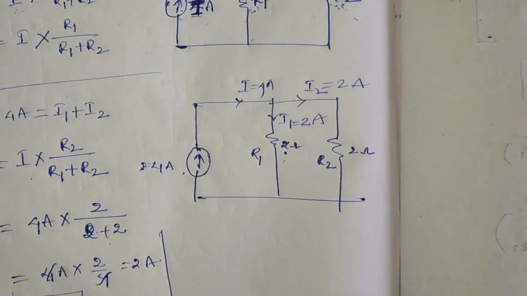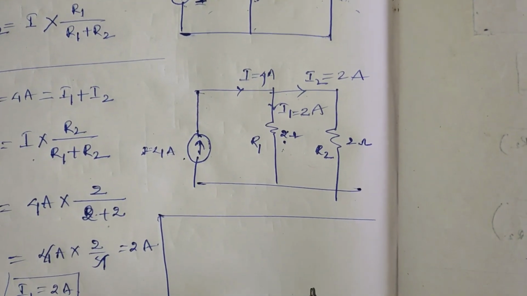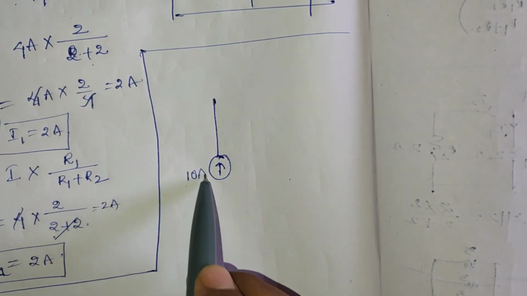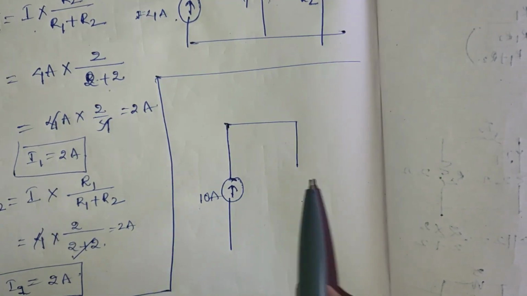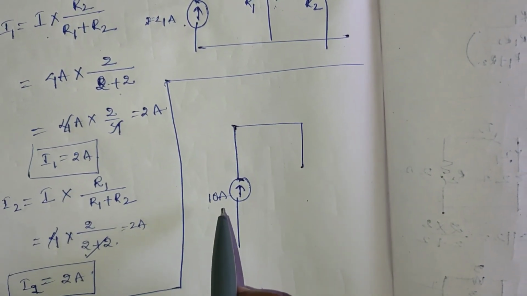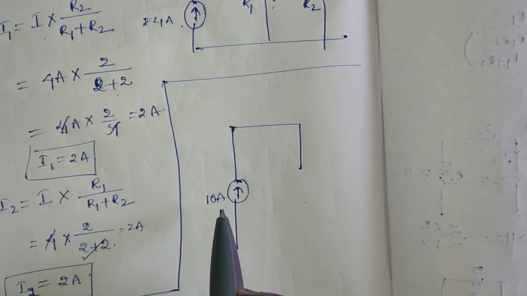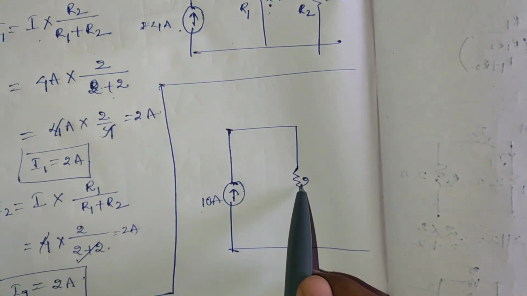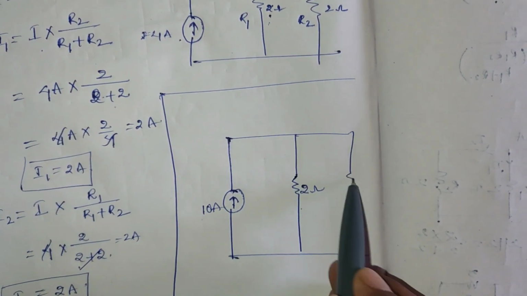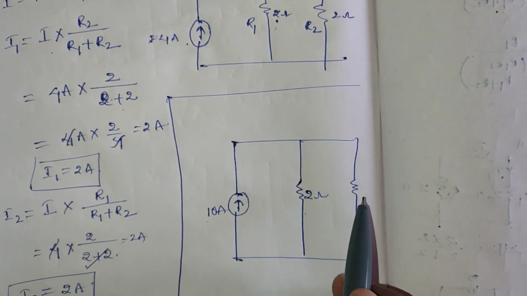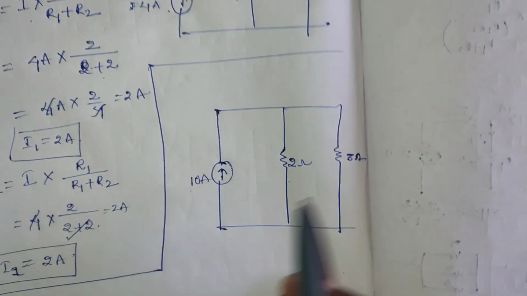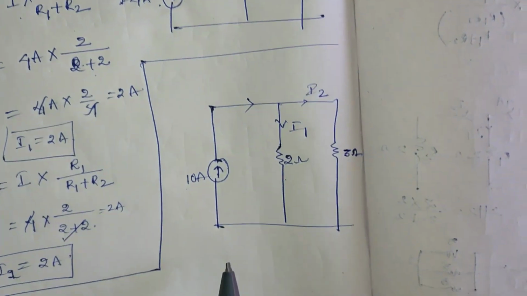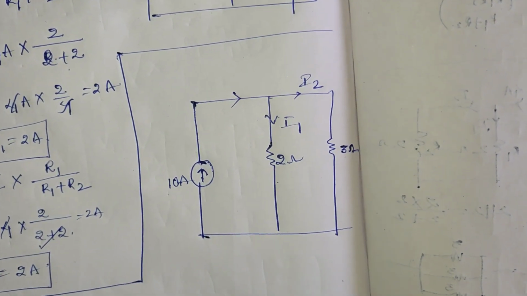Now I am going to give you one example, one assignment. Let us consider this is a 10 amp source, with 2 ohms and 3 ohms. I want you to find I1 and I2. This is another problem for your assignment.